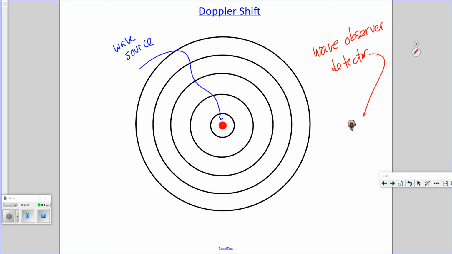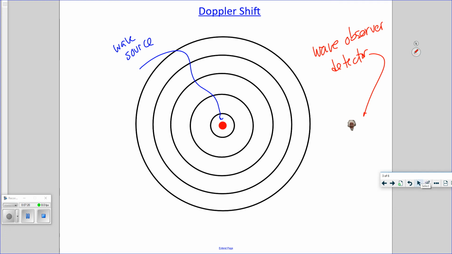All right, and so here's this source. In this case, the source is stationary. The source is emitting waves periodically that are traveling the same amount of distance in the same amount of time in every direction. So this source is stationary.